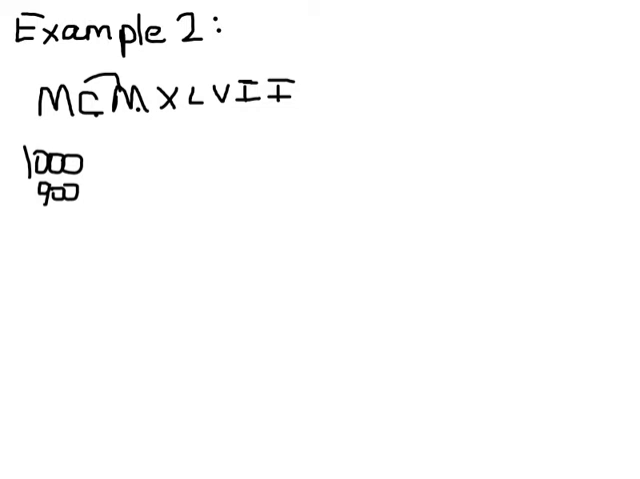We have the same issue here. L is 50, but X is in front of it and it's smaller, it's 10. So we're going to say 50 minus 10, which is 40. And then we've got 5 and 2. If we add all that up, 5 plus 2 is 7, or 1,947. So you see how you do that. When you've got the letters, you just attach the values and then add them up like we just did.